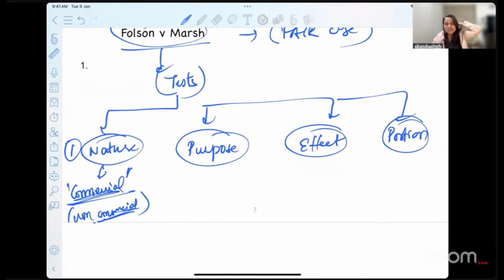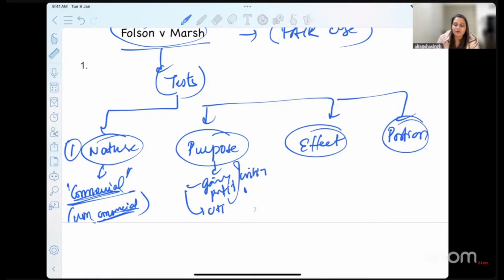The second is, what is the purpose? Are you doing this for gaining profit, or are you doing this for the benefit of a large number of people? So what is the purpose? If we compare this purpose with section 52, is this for criticizing or reviewing or to bring awareness to the public or not? That can be understood in the context of the purpose of the work. Then effect: is it going to affect the market of the plaintiff?